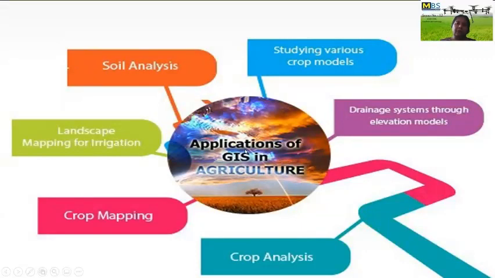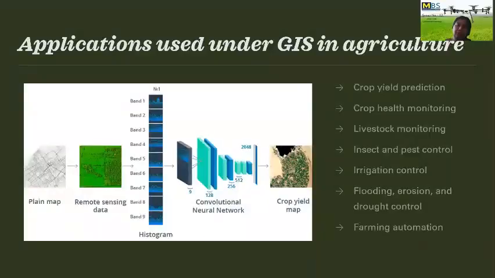GIS can be applied to agriculture through soil analysis, mapping various crop models, drainage systems through the irrigation model, crop analysis, crop mapping, and landscape mapping for irrigation. These kinds of things we can do under the GIS system.